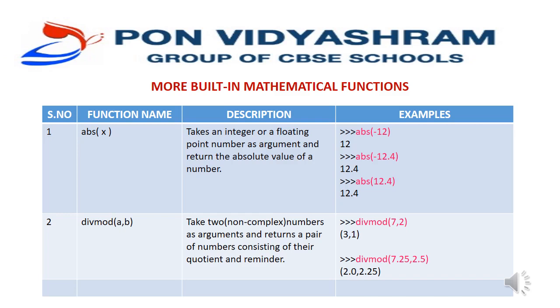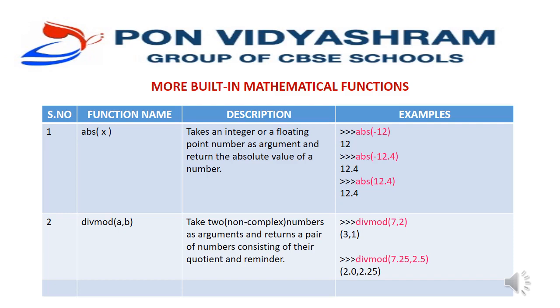Our next mathematical function is divmod. divmod of a comma b. Here we have to pass two arguments. What it does is it takes two non-complex numbers as arguments and returns a pair of numbers consisting of the quotient and remainder. We know what a complex number is: it is a number that comes along with an imaginary part. Here we cannot pass any complex numbers. We have to pass only non-complex numbers. So we have to pass two arguments. Now see the example, it will be clear for you.